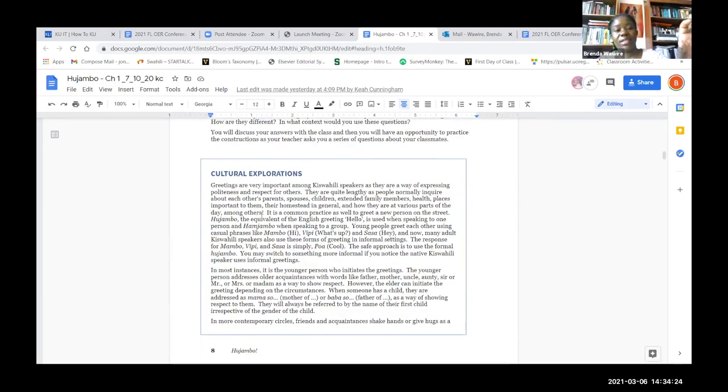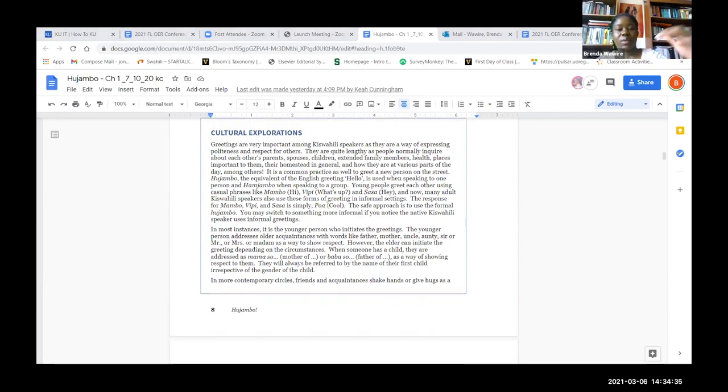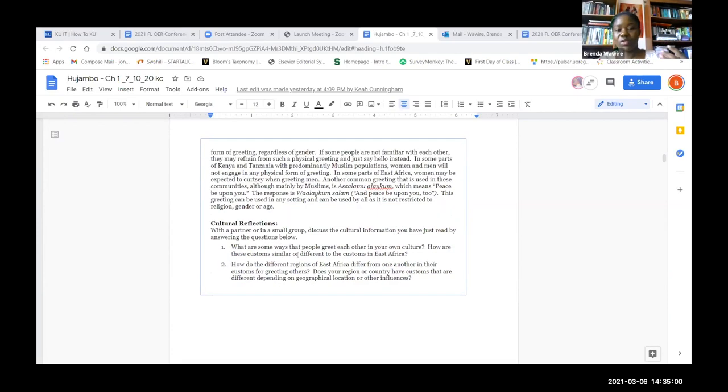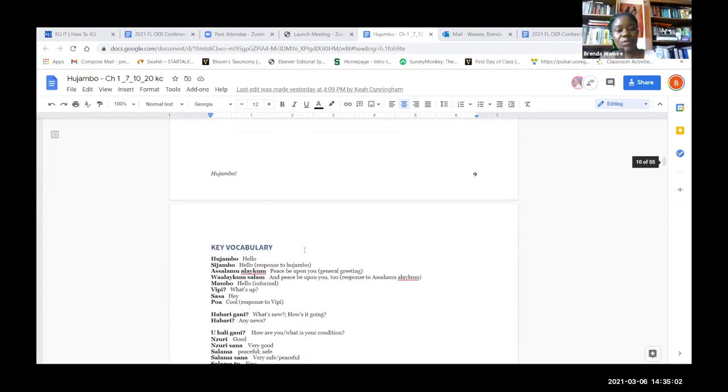Then within each unit or each section, we have cultural exploration, because we want to build intercultural competence among the learners. So they have to explore, they have to discover, they have to research the East African culture. So they do their own, and then they have to do cultural reflection. So we pose questions for them to reflect, to research, discover, and try to understand, compare and contrast their own culture or cultures that they're familiar with to the East African culture. So the goal is to build students' intercultural competence.